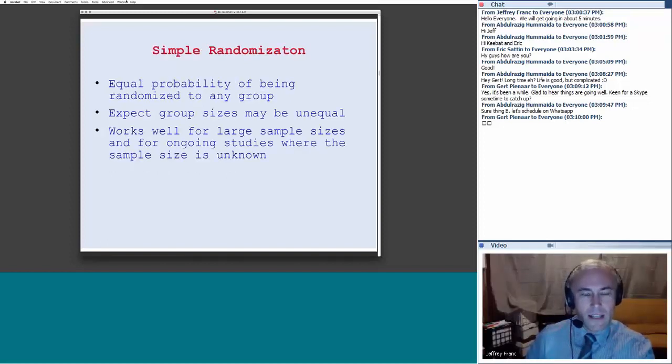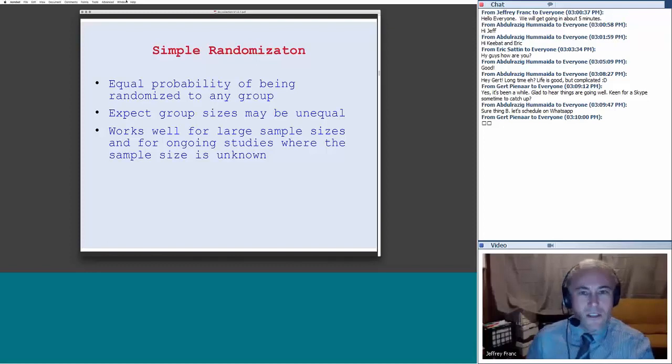So simple randomization is basically when you have equal probability of being randomized to any group. This might be your groups that are getting 2 different medications or 3 different medications. Because we will be randomizing using simple randomization, your group sizes will not necessarily be equal at the end. You'll see that when you read studies of randomized controlled trials. The group sizes are pretty close, but they're not always exactly equal.